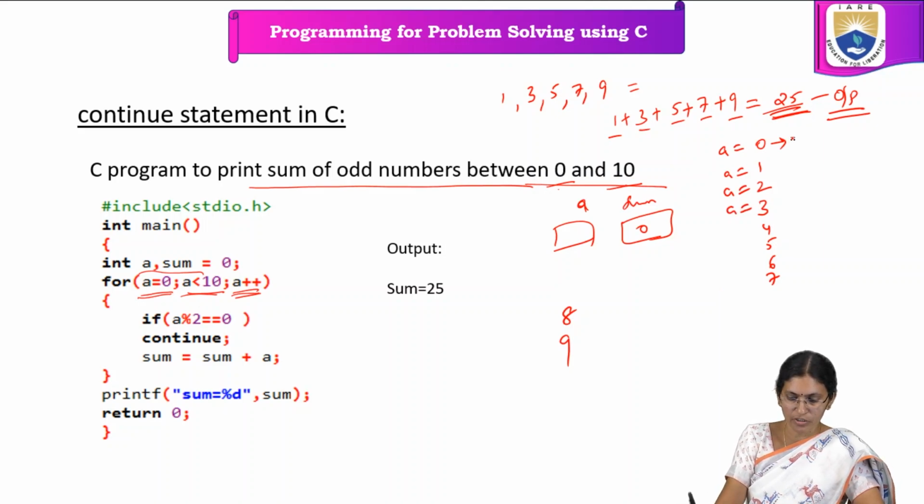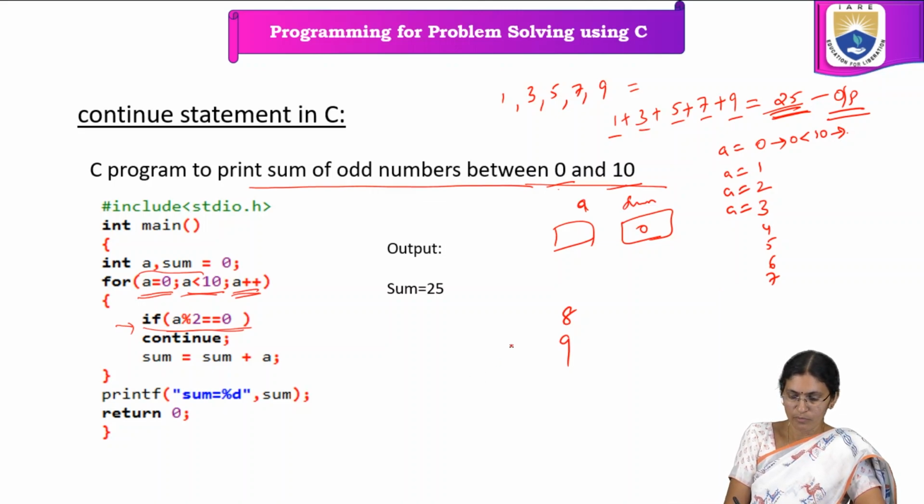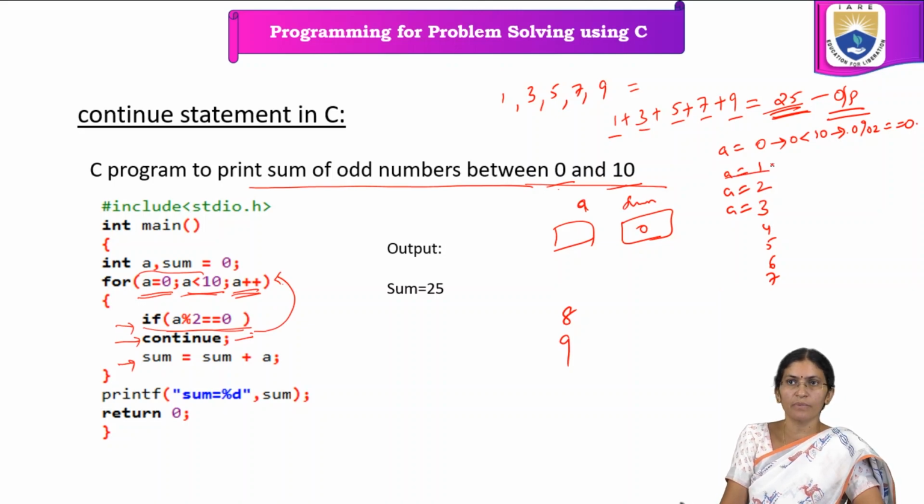Now it will test the condition 0 less than 10. So 0 is less than 10. After that it will go to this if block, but before going to the if block, this condition is checked: a mod 2. Now a is equal to 0, so 0 mod 2 is equal to 0. Therefore it will go to this continue statement. Whatever statements are there after this will be skipped. Now control is again transferred here and the a value will be incremented by 1.